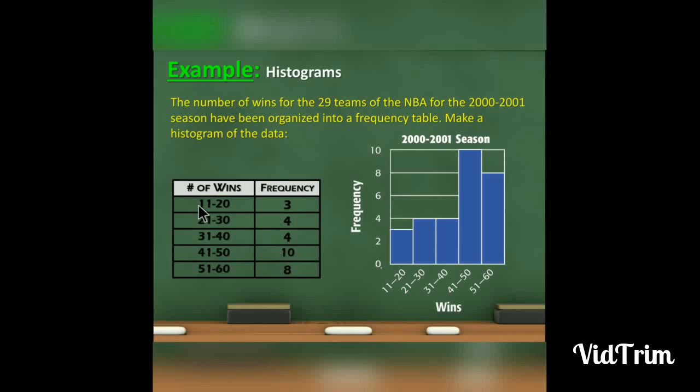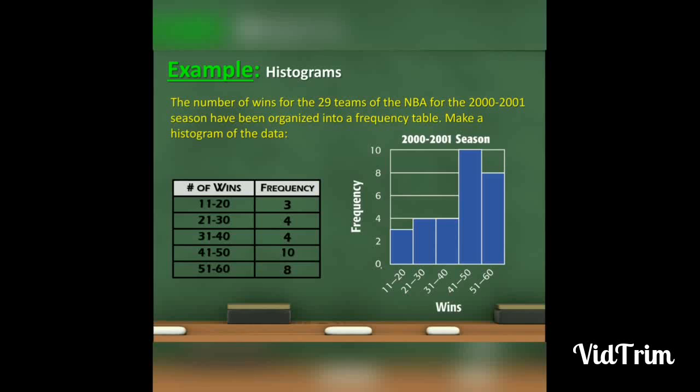we have two rows. In one, we will have the class interval, which will be total wins of the team, and in the second, we will have the frequency. That is the number of teams with wins in each range. So these are the different class intervals that are given. The first row is teams that win between 11 to 20 wins.